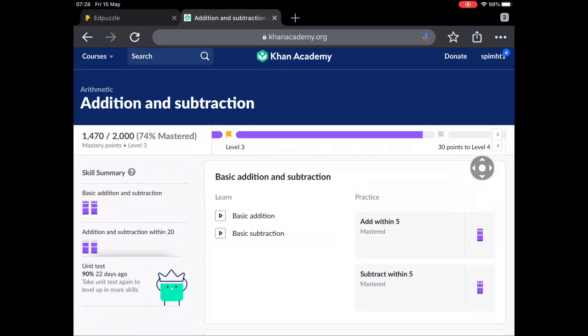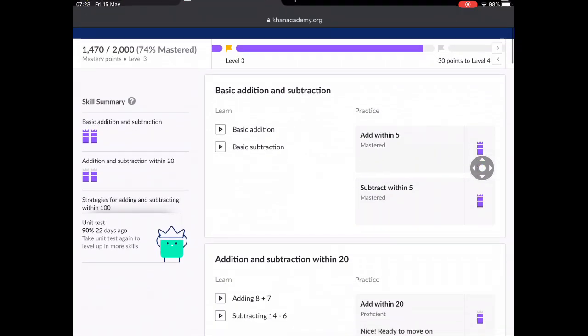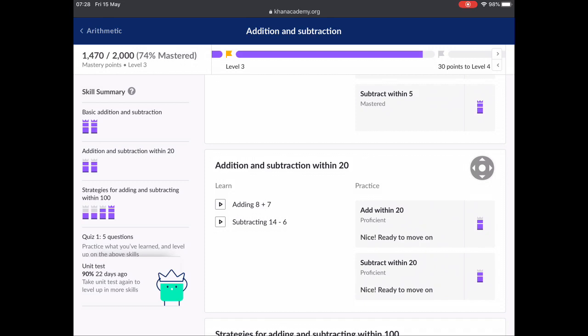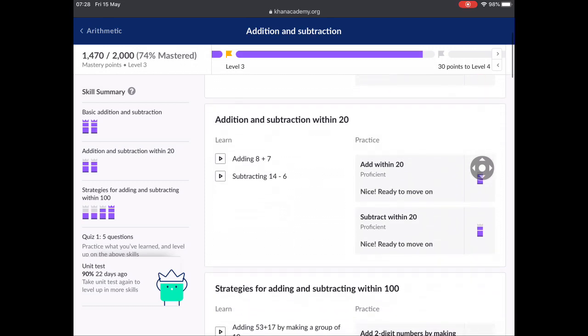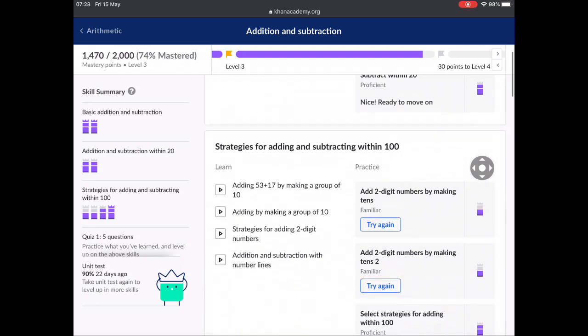So I can see that in this basic addition and subtraction, I've got 100%. And addition and subtraction within 20, I'm proficient. And I don't have that little crown on top, but I can't get that by practicing, so I don't want to work here. If I work here, it doesn't help me. I don't get that crown. I have to get it from a unit test or from the mastery challenge that we saw above.